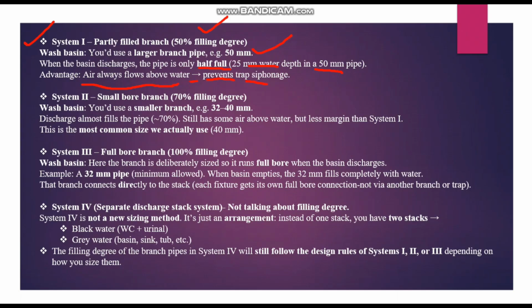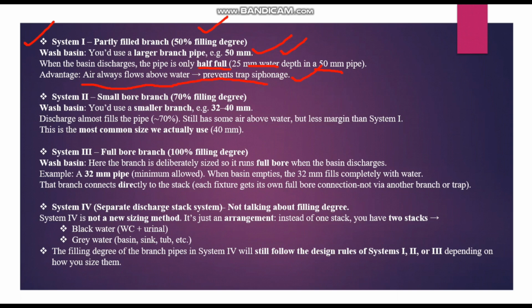The advantage of this system is that air always flows above the water. It prevents self-siphonage. That's what I told you in the last class also. This is related to the negative pressure created during the flushing of the water closet, which we have to avoid in the system. So this is one of the positive advantages of this system. But moving forward with this one, it will increase the cost. So this is one of the biggest drawbacks we need to consider for system 1.